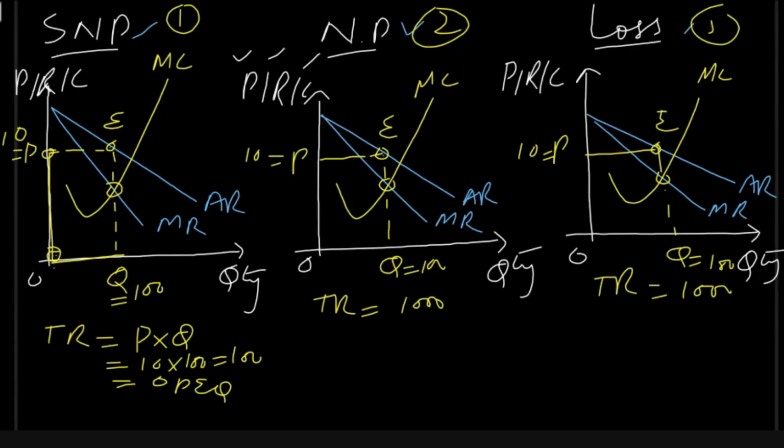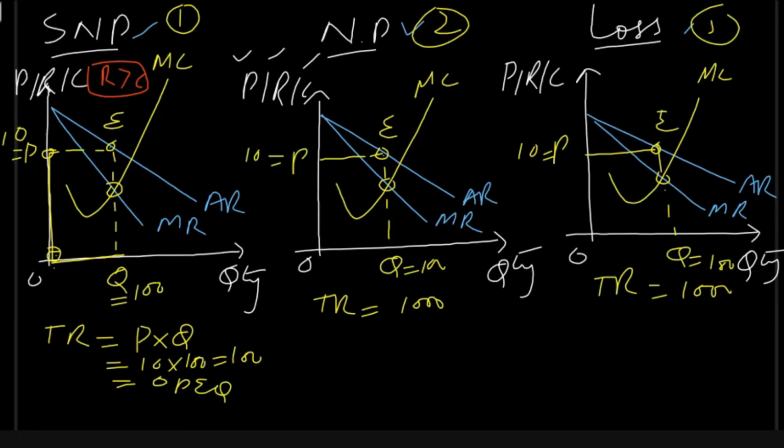Now the difference between supernormal profit, normal profit, and loss is that in case of supernormal profit, price must be greater than average cost, or total revenue should be greater than total cost. In case of supernormal profit, total revenue is greater than total cost.